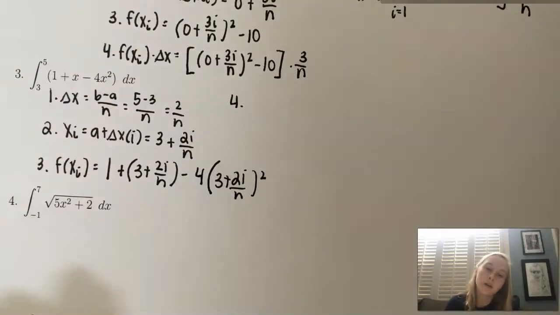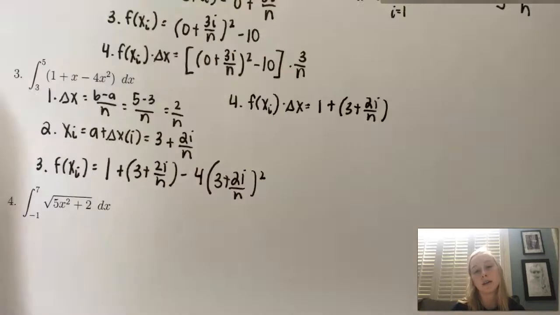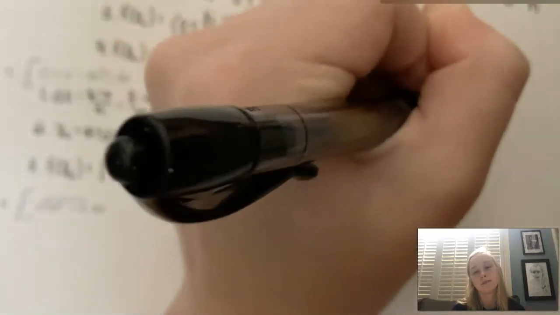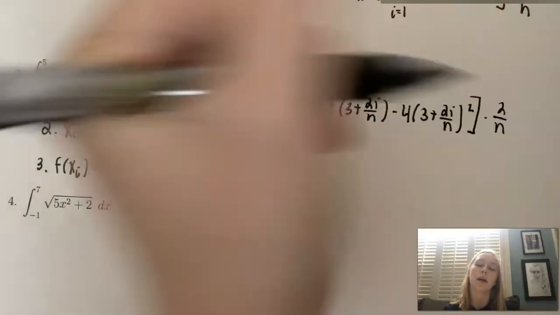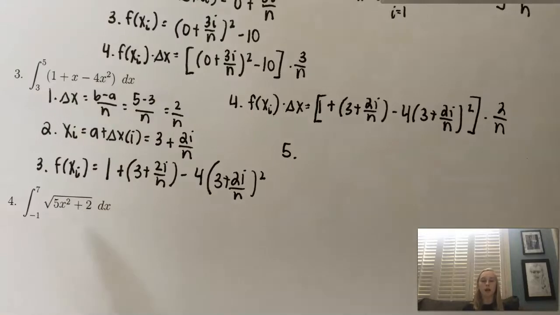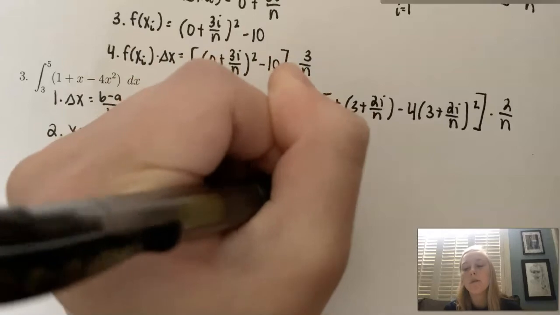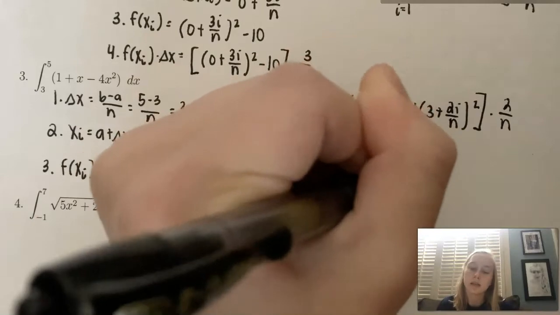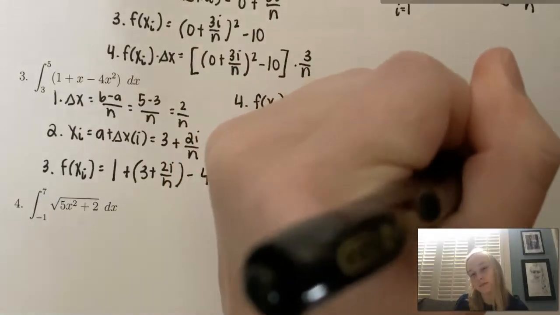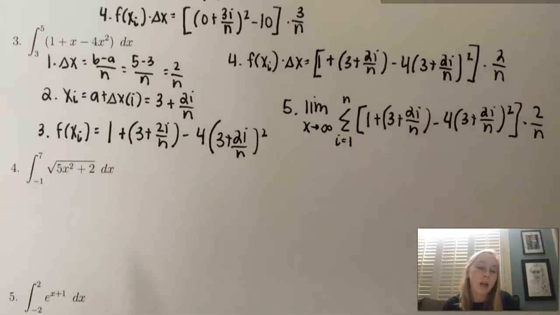And then we are going to multiply that f of xi times delta x. So step 3 times step 1. And then finally, we're just going to stick it in that limit sum format. Remember, the format stays the same. The limit as n goes to infinity, summation sign, and on the top, whatever variable you choose equals 1. On the bottom, I always choose i. And that is your answer. All right, number 4.